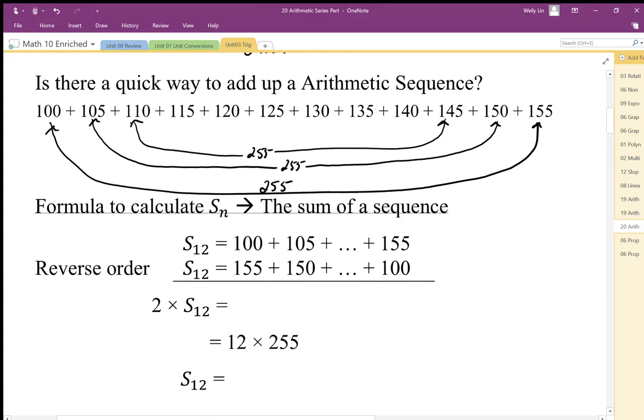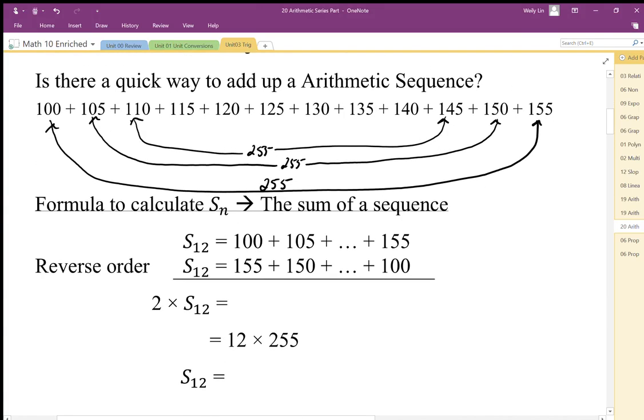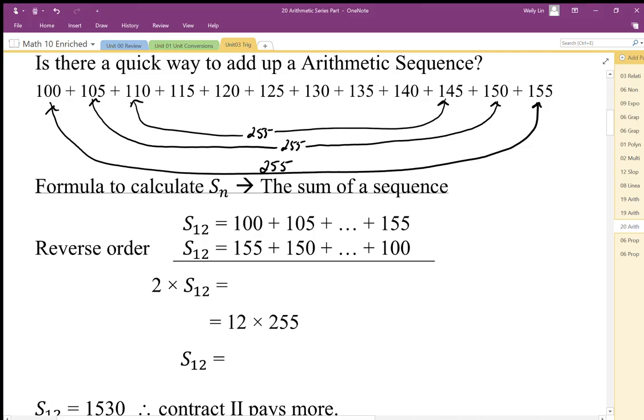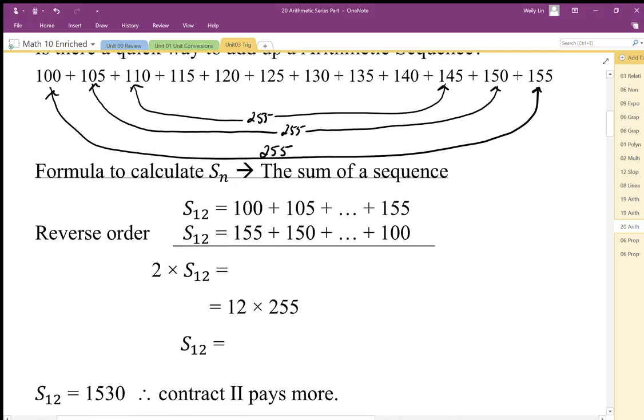Now the idea then is, what are we doing? We are summing up a sequence. And to sum up a sequence, we want to maybe have a quick way of doing it, and really we want a formula to do this. So to generate our formula, we're going to do it this way. I'm going to take the sum of the 12 terms, and I'm going to write it out from smallest to largest. And I'm going to take that same sum and write it out from largest to smallest.